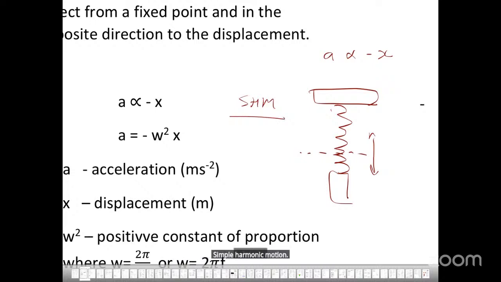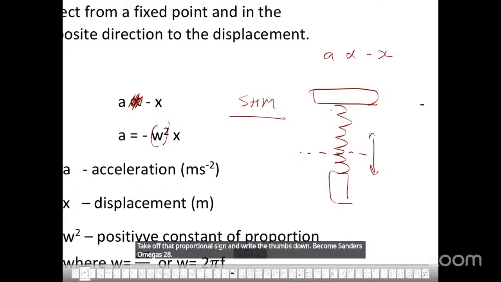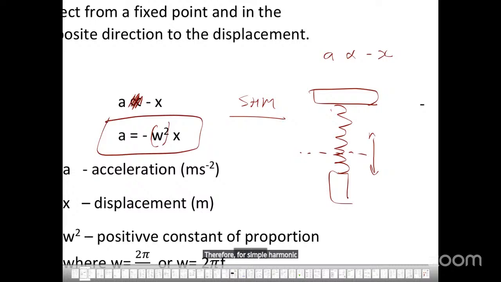And of course, we can do our little maths, take off that proportional sign and write a constant. The constant is omega squared. So therefore, for simple harmonic motion, we have that formula there. But here's what we need. We need to get graphs of how displacement and acceleration behave.